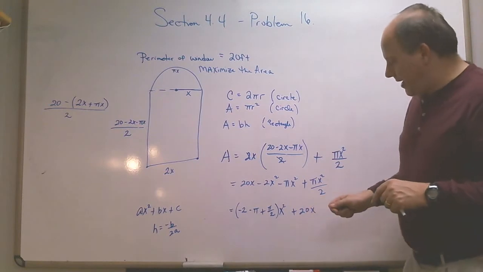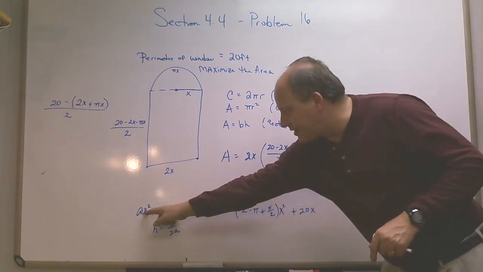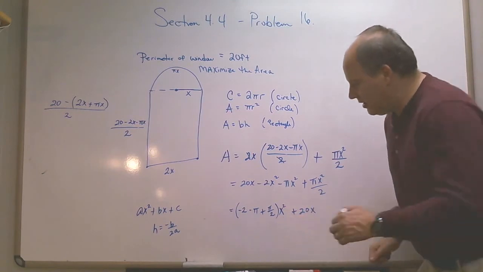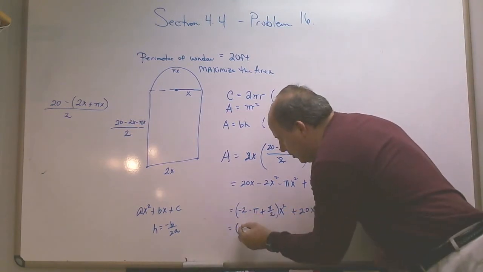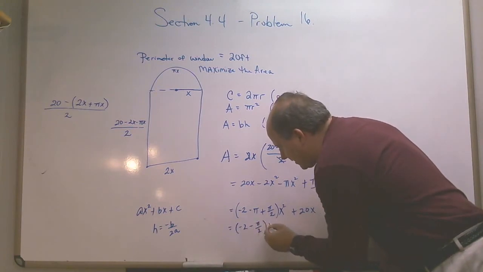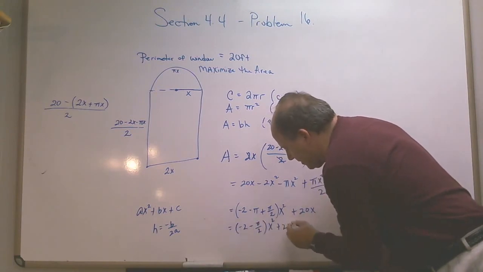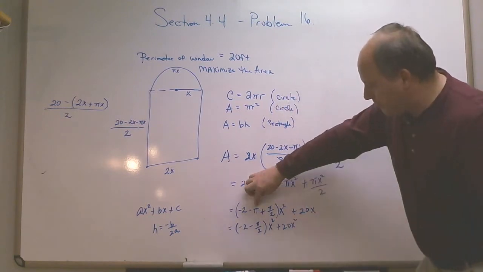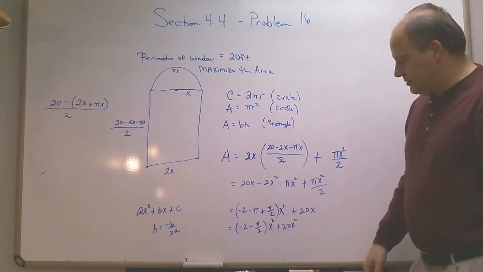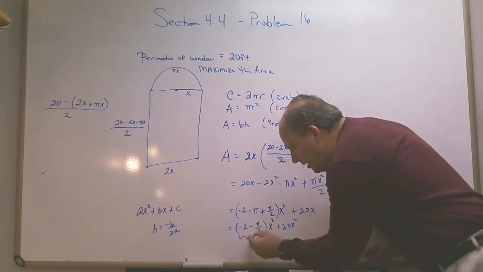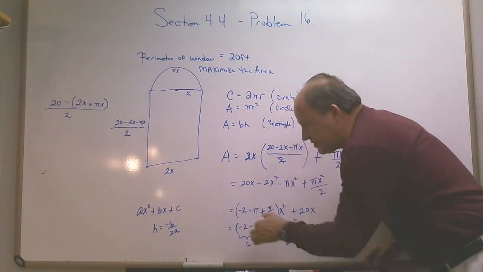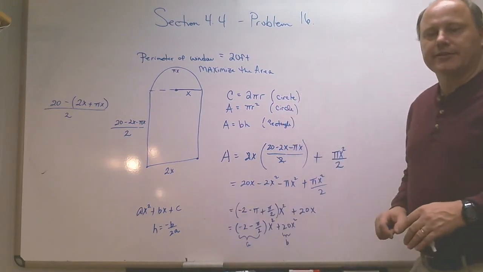I've got my a. My a is the number in front of the x squared. So that whole thing there is a, although it can be simplified a tad, it's going to be -2 minus pi over 2 times x squared plus 20x. So what I did was I took negative pi and add pi over 2 to get a common denominator and all that stuff. So this portion right here is the a, and this portion right here is the b. There is no c term. There is no constant here.